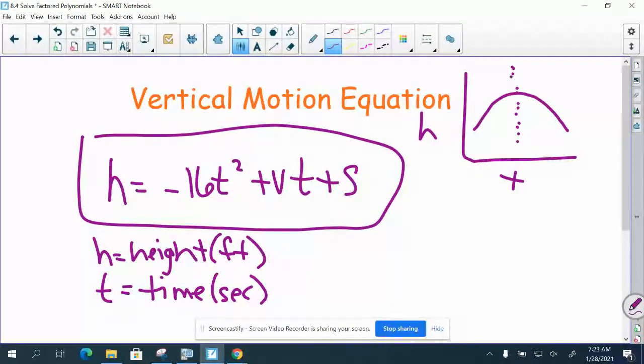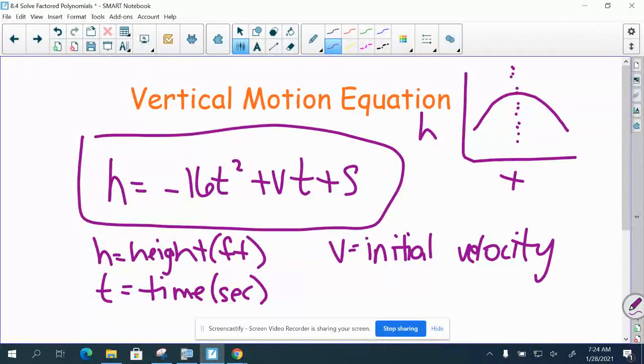Now the reason for this negative 16 here is that it's like a gravity constant. If you were doing this in science class, he might explain it a little bit better than me. But the reason it's negative is because in the vertical motion equation, the parabola is opening down. This is called a parabola, the shape that this makes, and it's opening down. So that means this first term is negative, kind of like a negative slope. And then v stands for initial velocity, the velocity at the beginning.